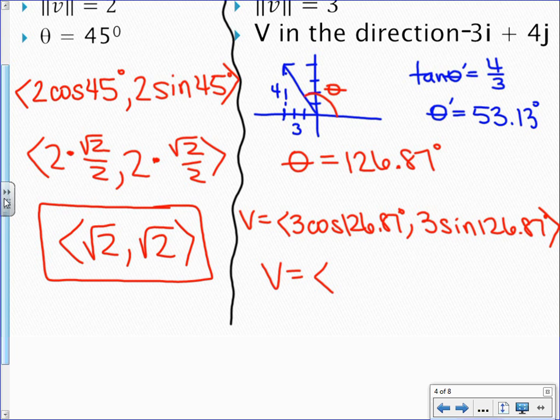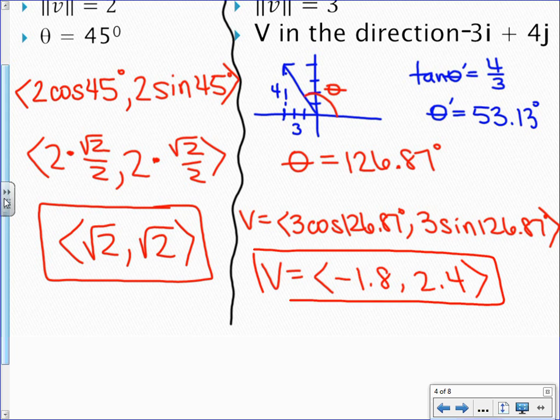Well, our x component, or horizontal component, should be negative, right? Negative 1.8. Oh, that'd probably be a good idea. Since we are given that vector in the linear combination form, we can write this as negative 1.8i plus 2.4j.